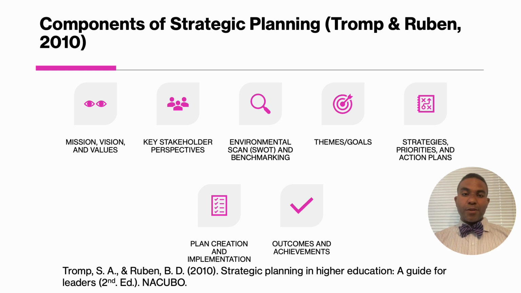And then, in each strategic plan, you usually see some strategies and some priorities underneath that get really specific. You'll also have plan creation and implementation, as well as your outcomes and achievements. How do you measure success towards your strategic plan? How do you document that you're making progress? So you've got to create the plan, implement the plan, and then document your progress as you go through the plan and achieve certain outcomes and achievements.